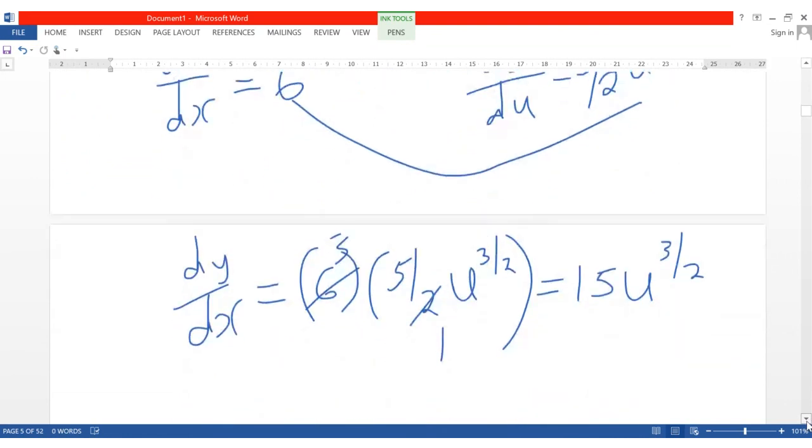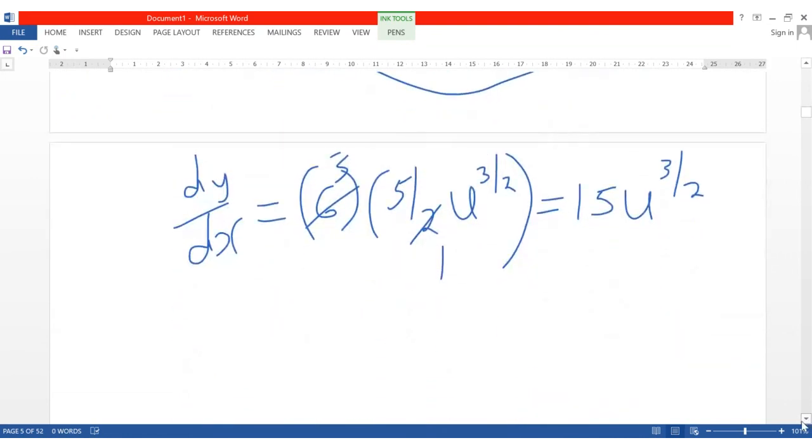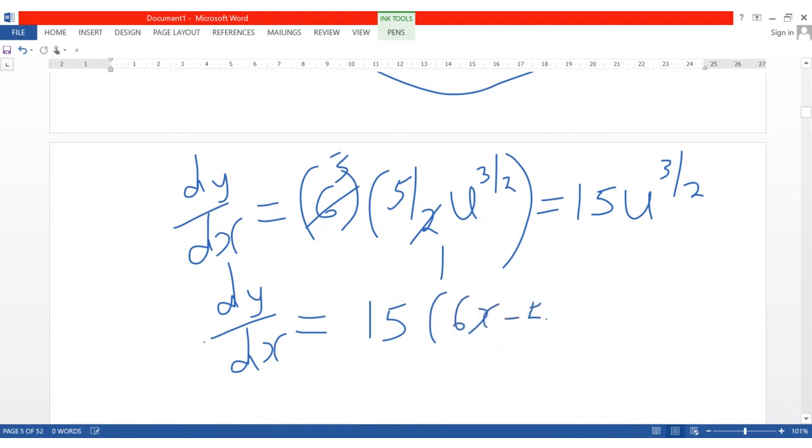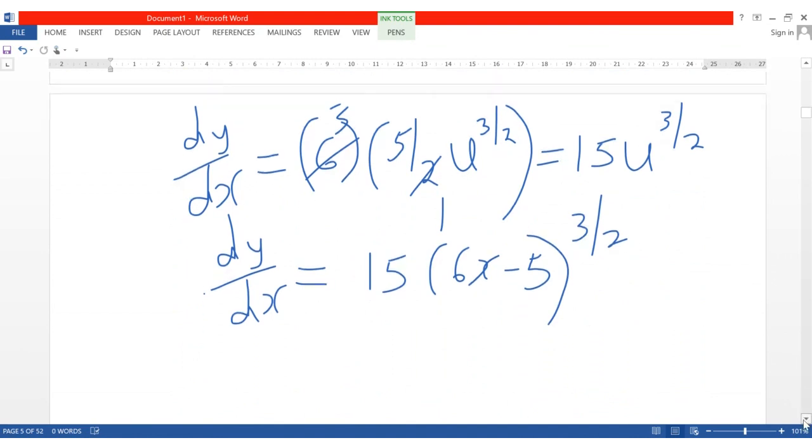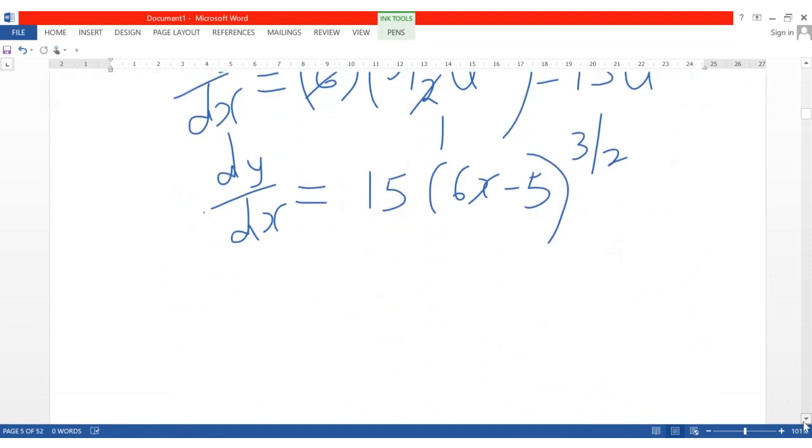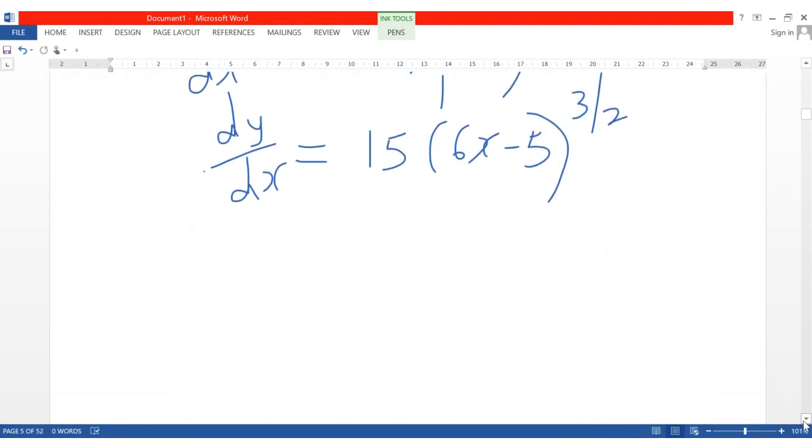If you want to know if you are doing the correct thing: dy all over dx will be given by 15 times 6x minus 5 raised to power 3 over 2. That's how you do it. Just introduce a u, differentiate the two, and then you multiply. Final example now on this side. I think that is number 5.